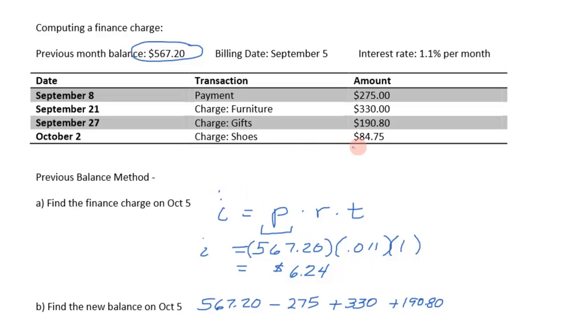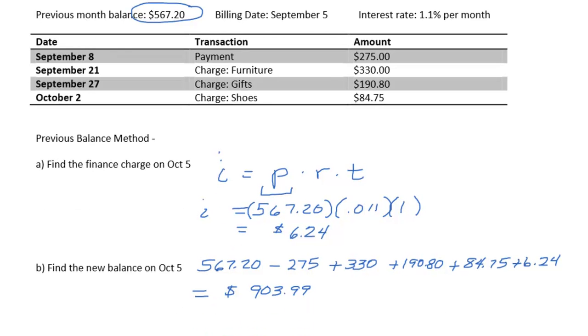There was another charge for shoes of $84.75, so we're going to add $84.75, and then of course we have to add the finance charge. So this is how the credit card's making some money. So the $6.24. All right, now add all that up, and you're going to calculate that the new balance on October 5th is $903.99. Okay, so that was computing finance charge and new balance of a credit card based on the previous balance method. Now let's look at the average daily balance method, which does require a bit more calculation.